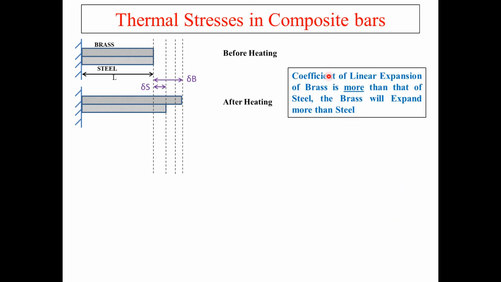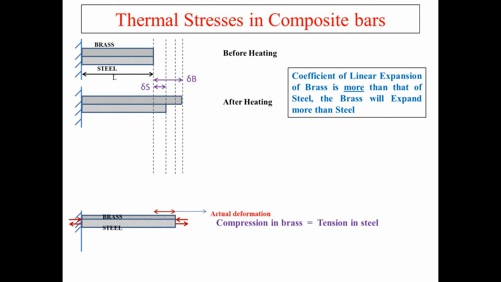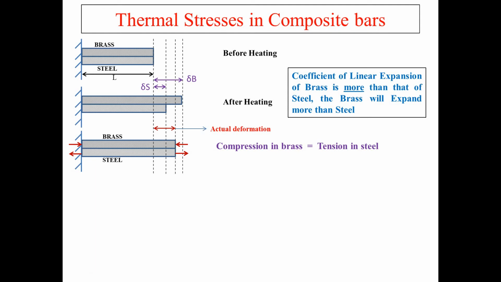Now, as the coefficient of linear expansion of brass is more than that of steel, the brass will expand more than the steel. So that's why it is being shown as delta B greater than delta S. Now, as it is a composite section, what happens?